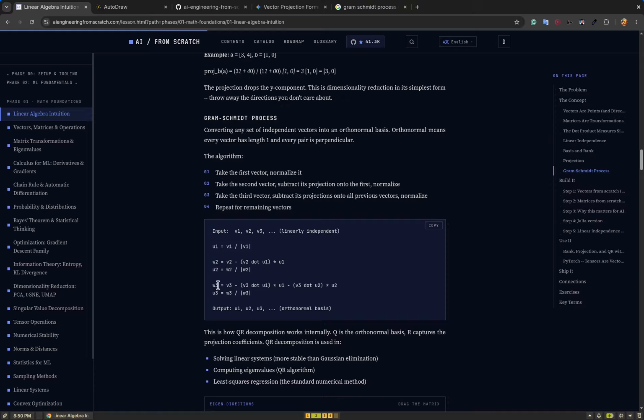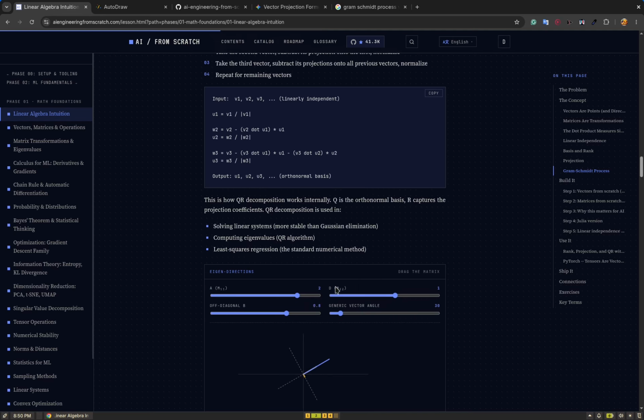Then I calculate the W3. In every case, I subtract from this value. So I subtract this entire thing. V3 dot product with that. So whatever I'm taking the dot product with, I multiply it by that as well. And that's that.